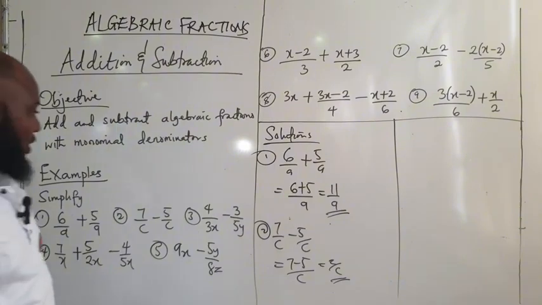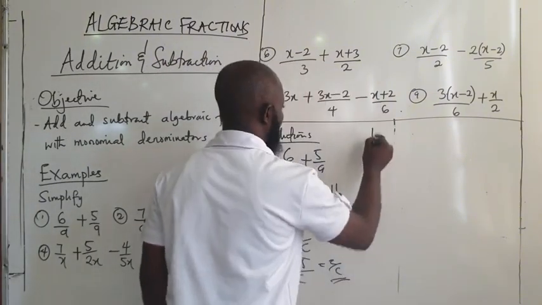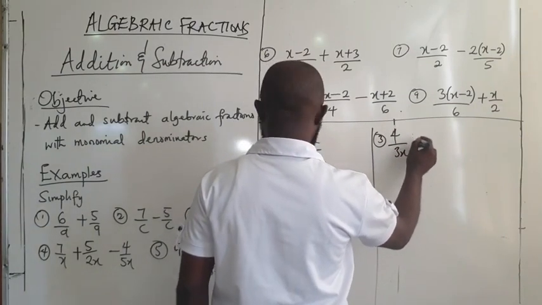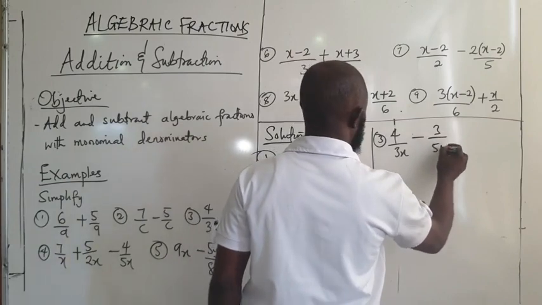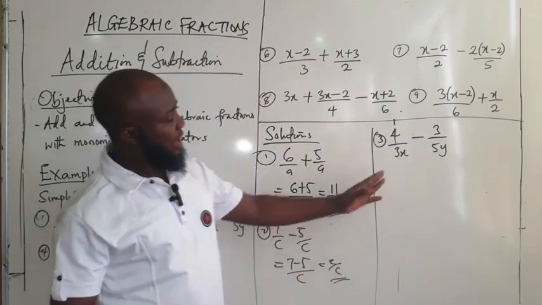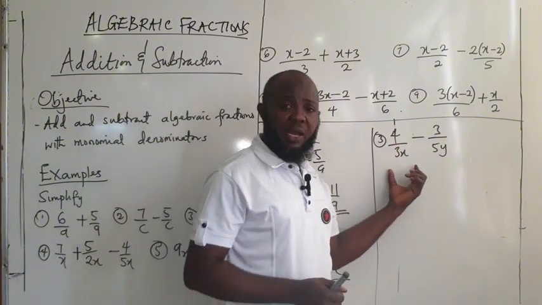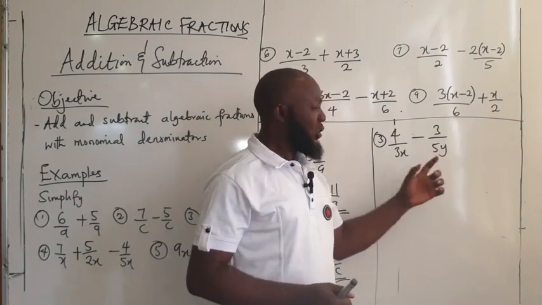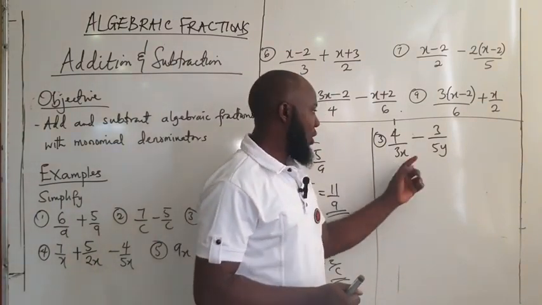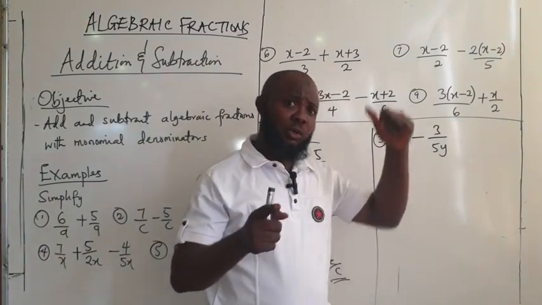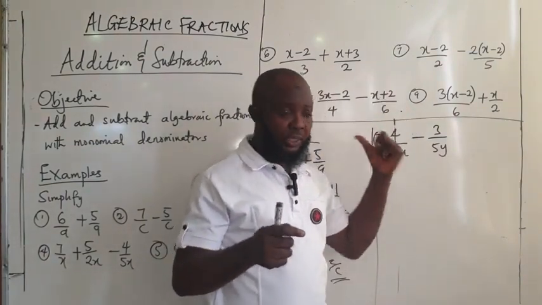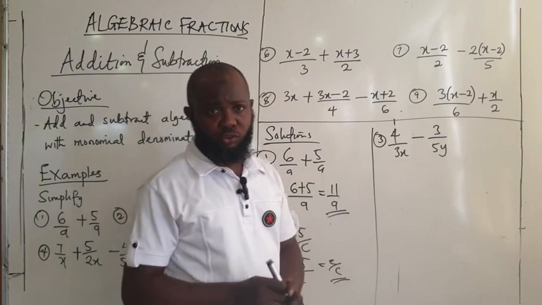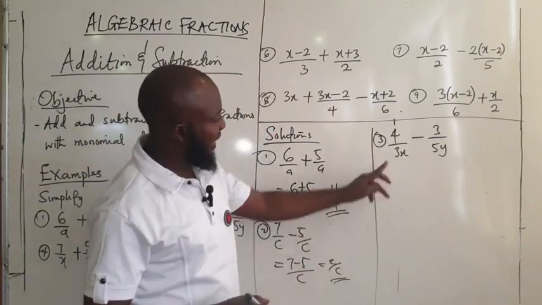Now, let's go to question number 3 that has different denominators. So we have 4 over 3x minus 3 over 5y. Now, the denominator of the first fraction is 3x, while the denominator of the second fraction is 5y, right? So what you're expected to do is to find the LCM of 3x and 5y. That is what we used to do when you have your ordinary fractions without letters. So the same thing we're going to do here. So first of all, find the LCM of 3x and 5y.